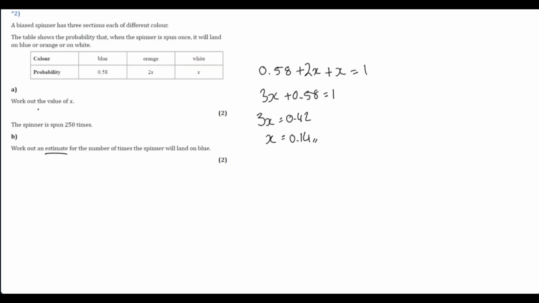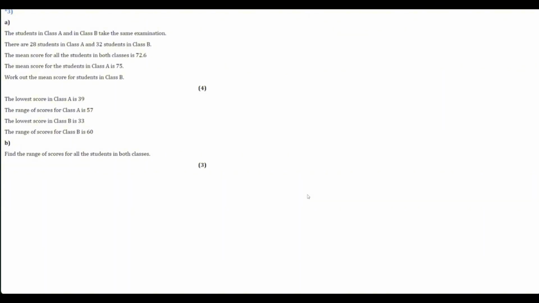Part B, work out an estimate for the number of times the spinner will land on blue. Well, the spinner is spun 250 times, that's for part B. So this is a relative frequency, so you take the number of trials and you multiply it by the probability, and this will estimate how many times you would expect it to happen. So 250 times 0.58, and just put that into your calculator, and that will give you a final answer of 145.